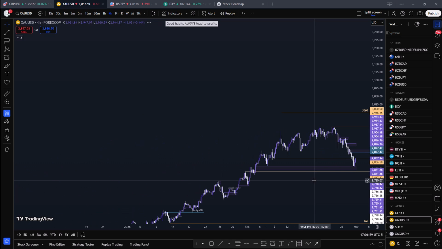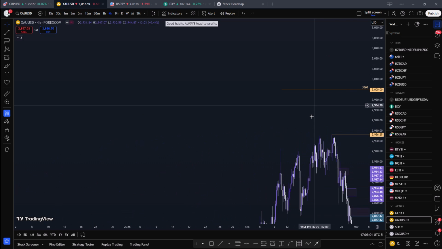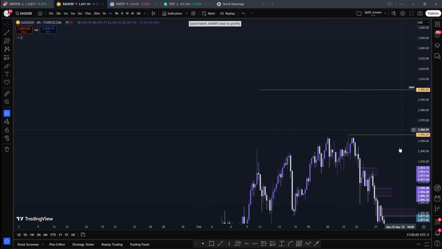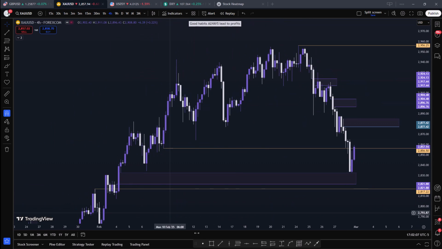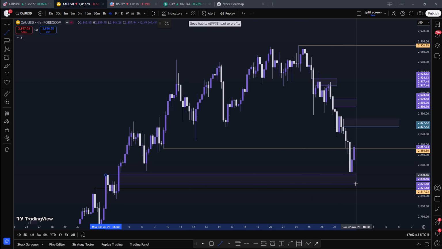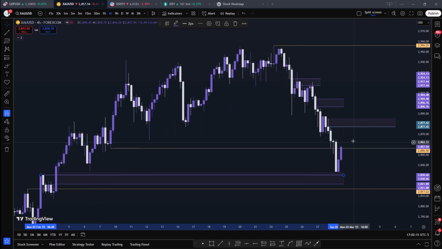On a lower time frame, I marked out this discounted fair value gap right here, which aligns perfectly with this. I could call it an order block. So there's a chance that price could push up into something like there, fall back down into here before continuing higher, right? This might not be the smart money reversal yet.